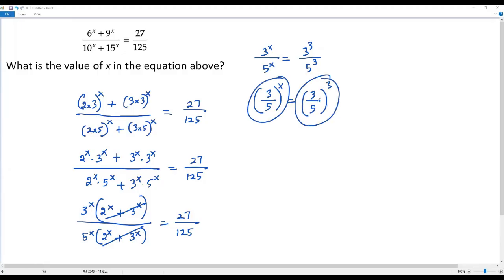Now, two powers are equal with the same base. The base on the left side is 3 over 5. The base on the right side is also 3 over 5. Whenever two powers are equal with the same base, we can equate the exponents. When I equate the exponents, I am getting x equals 3. Here I got the value of x, that is x equals 3.